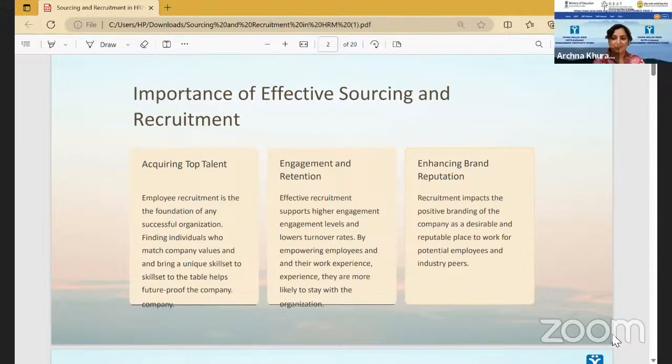But how does it help in sourcing and recruitment, or how is sourcing and recruitment helping in engagement and retention? What is the direct linkage?